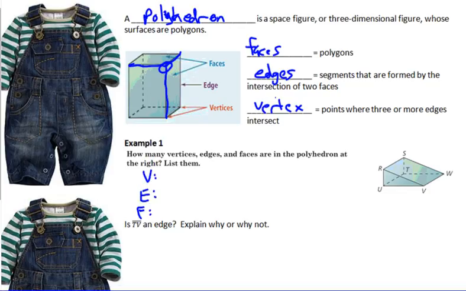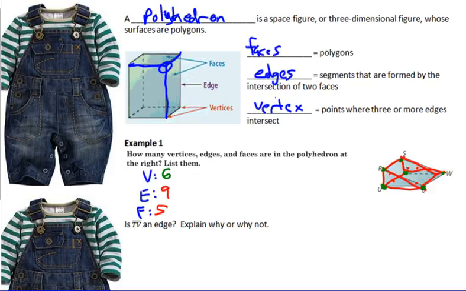I'm not going to list them all, but we have one on the top, 2 on the sides, 1 on the bottom, and 1 on the back. So that makes 1, 2, 3, 4, 5 faces. Edges, we've got 1, 2, 3, 4, 5, 6, 7, 8, 9. 9 edges. And the vertices, I'm going to use a different color for vertices: 1, 2, 3, 4, 5, 6. 6 vertices.